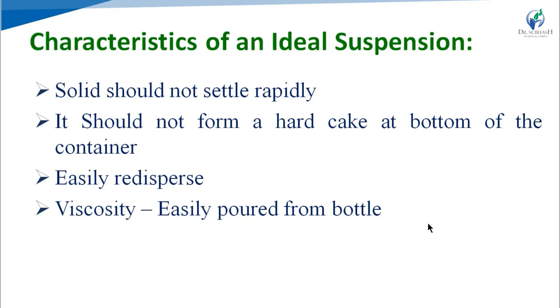Then the ideal characteristics of a suspension. How should the suspension be prepared so that it gives the maximum effect? What are the characteristics of an ideal suspension? In a suspension, the solid should not settle rapidly. In whatever product we are preparing, the solid particles should be of such a size that they do not settle rapidly. Rapid settlement should not be in our product. Then it should not form a hard cake at the bottom of the container. In some types of suspension, a hard cake will form, and then it will not be resuspended. So it should not form any type of hard cake at the bottom of the container.